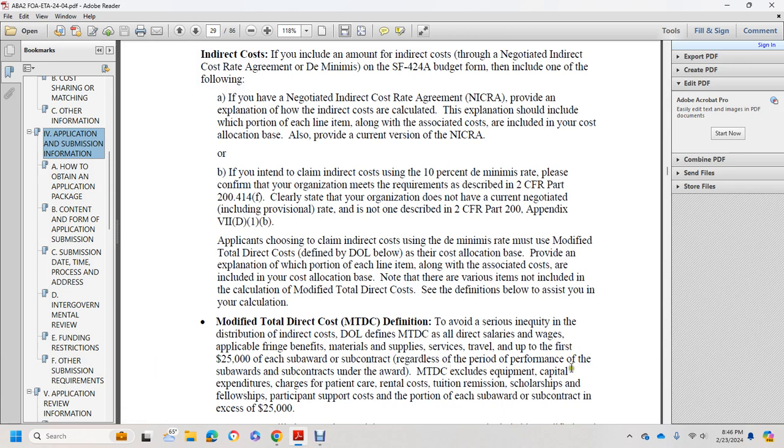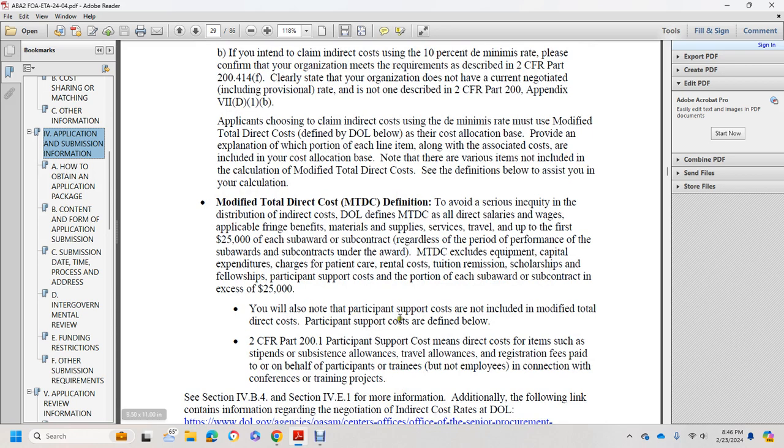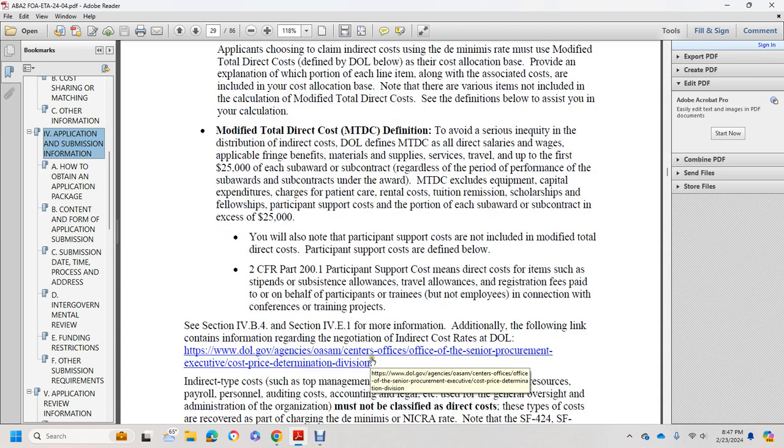Modified total direct cost excludes equipment, capital expenditures, charges for patient care, rental costs, tuition remission, scholarships, fellowships, participant support costs, and the portion of each sub-award or subcontract in excess of $25,000. Note that participant support costs are not included in modified total direct costs. Participant support costs are defined in Title 2 CFR Part 200 as direct costs for items such as stipends, subsistence allowances, travel allowances, and registration fees paid to or on behalf of participants or trainees, but not employees, in connection with conferences or training projects. See Section 4B4 and Section 4E1 for more information.